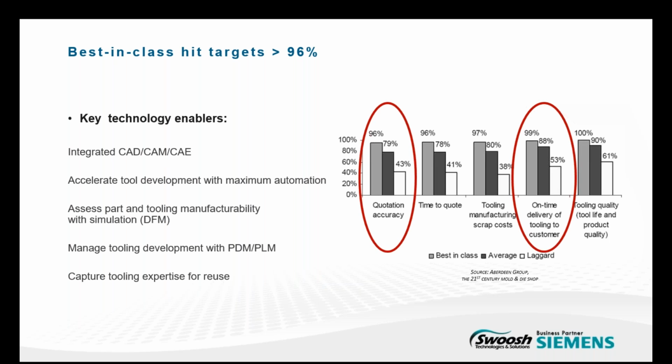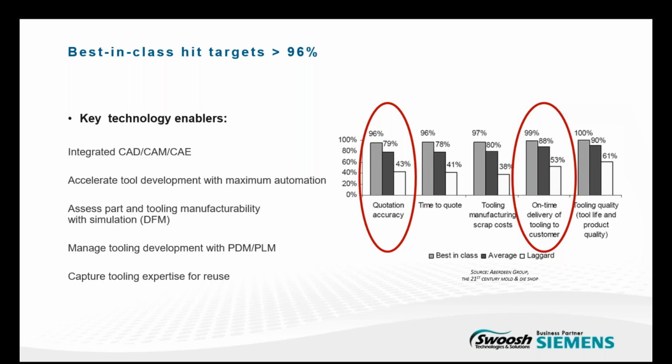Those that have adapted and embraced a lot of these trends quote accurately and on time 96% or better, while those who haven't adapted or haven't embraced these trends only deliver accurate quotes 43% of the time. They also deliver tooling on time with higher quality on a 99% or better average compared to 53% with the other companies that haven't. So how is it that they've achieved these type of numbers?